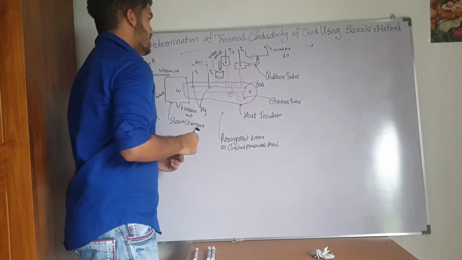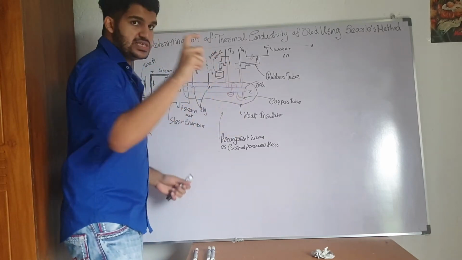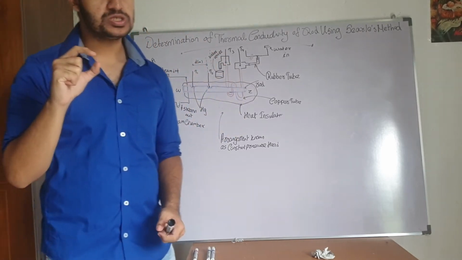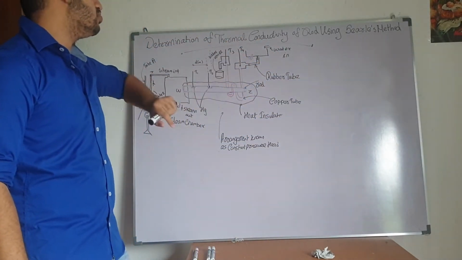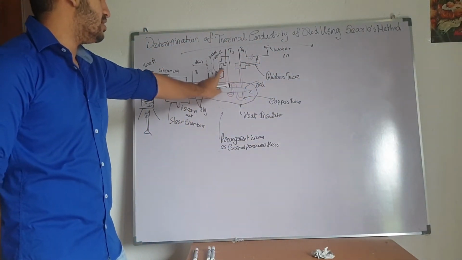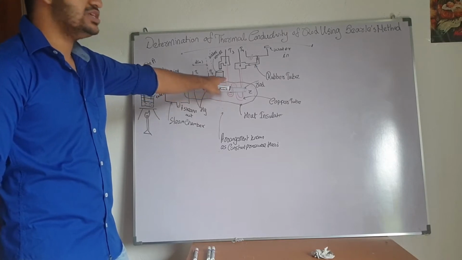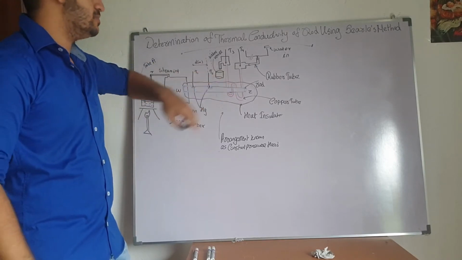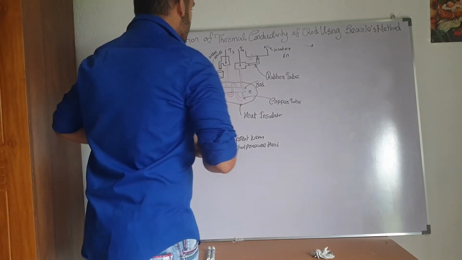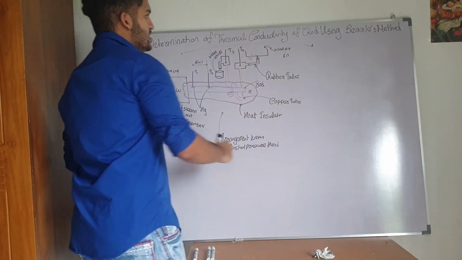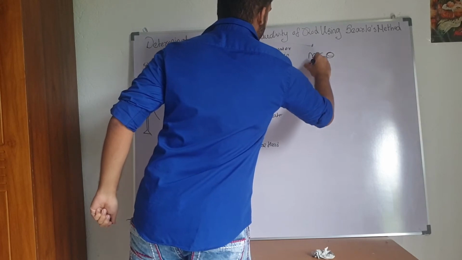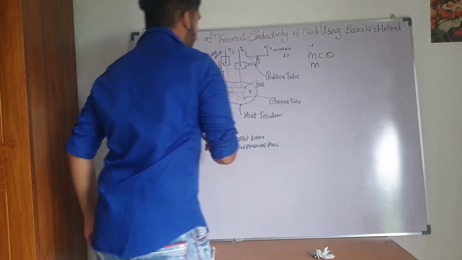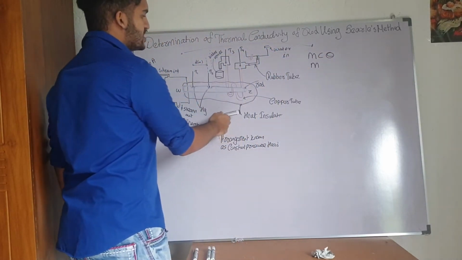So this is how you do the calculations. Now we start the stopwatch and measure for a specific time interval the water flowing through this arrangement at constant pressure. Now we are going to apply the equation m c theta. M is the mass of water for the specific time period.